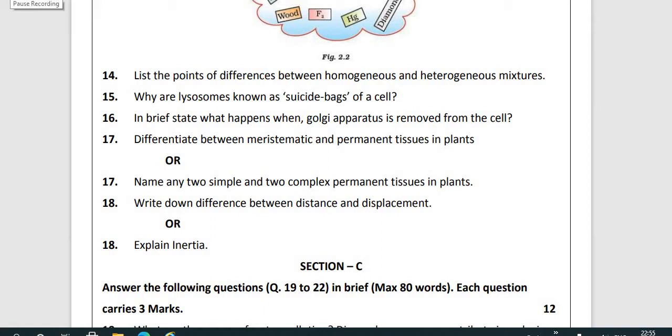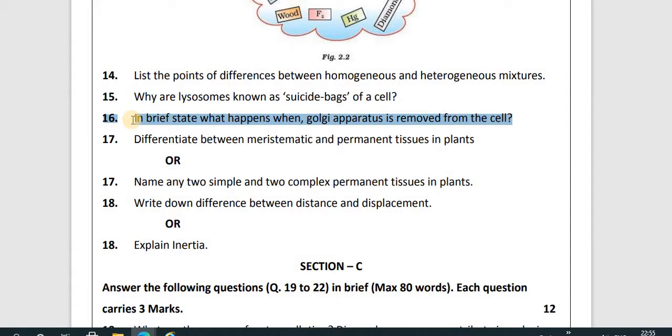Hello students, in this video we will see section B, question number 16. The question is: in brief, state what happens when the Golgi apparatus is removed from the cell.